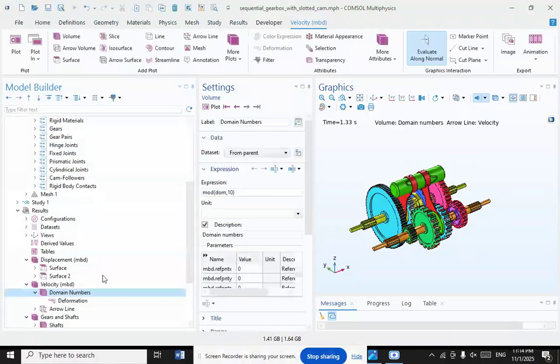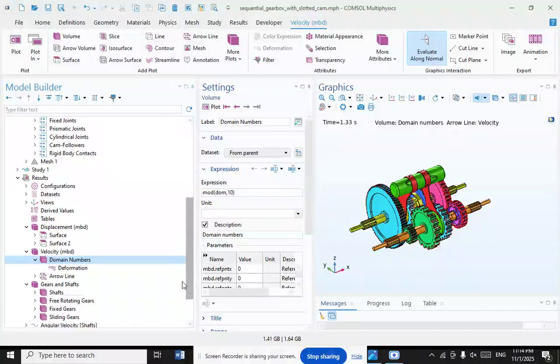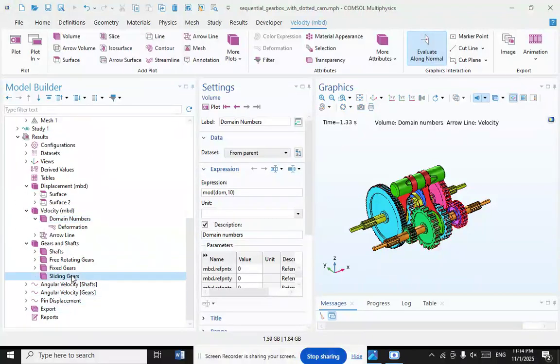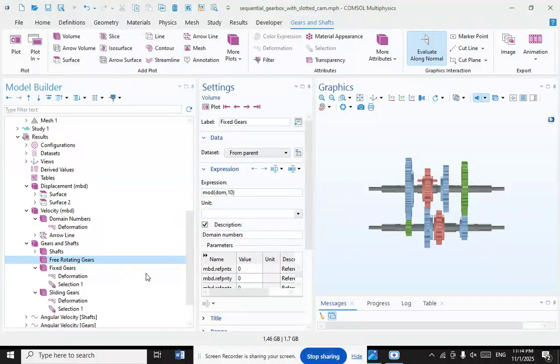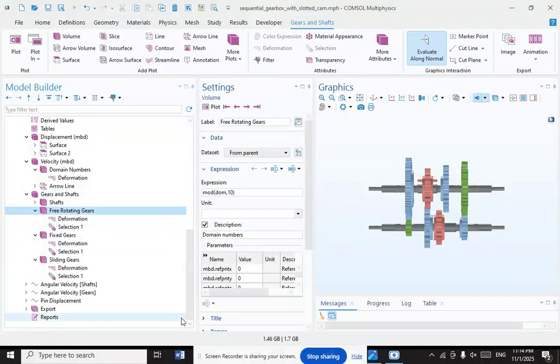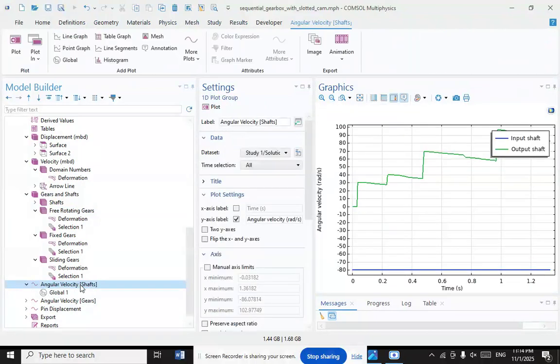There are domain numbers and sliding gears, fixed gears. There are deformation and selection. And also the angular velocity plot that you can see after 1.2 seconds, the angular velocity for each changing of the gears.